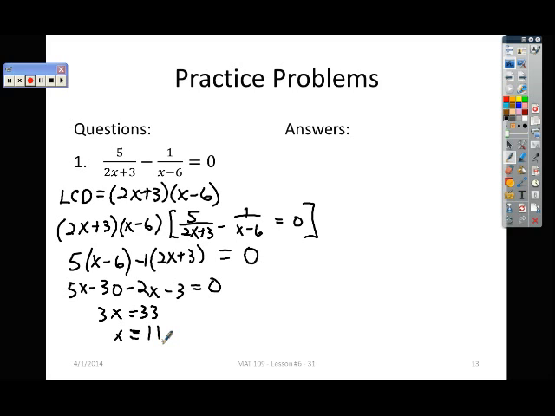Is that right? Did I get that right? Does anybody see the shortcut for this? There's a way you can do this without having to find the LCD. I don't expect anybody to see it, but what would you have to do to cross multiply?